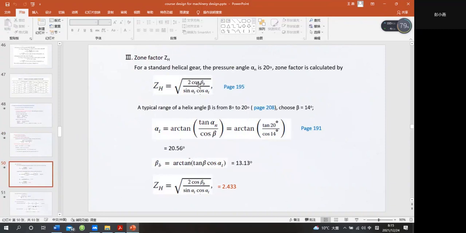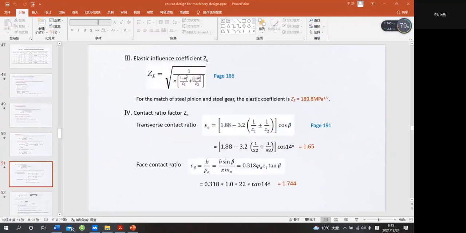Zone factor uses the formula, and then we choose the helical angle beta within this range, and here we choose beta as 40 degrees. You can choose beta as 30 or 50. And then determine the elastic influence coefficient ZE for steel pinion and steel gear. The ZE is usually 189.8.